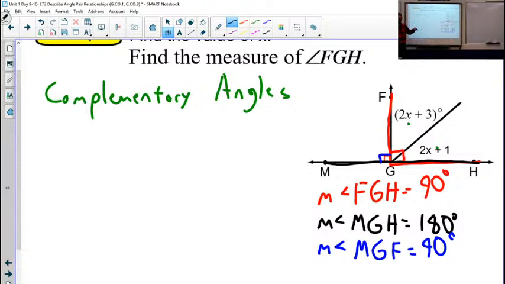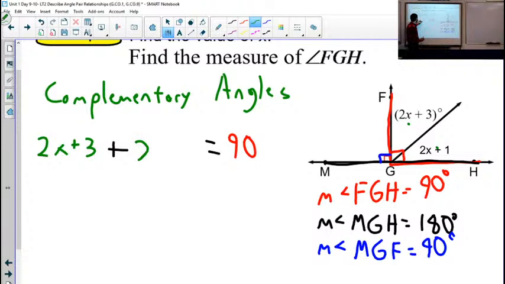By definition, if the angles are complementary, then I should be able to take the measures, add them together, and get 90. So what are my measurements? My measurements are 2x plus 3 and 2x plus 1.